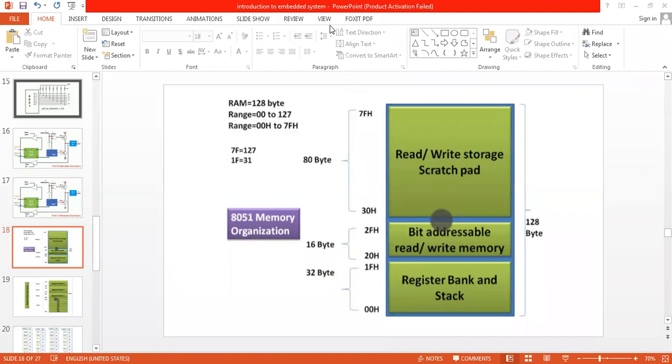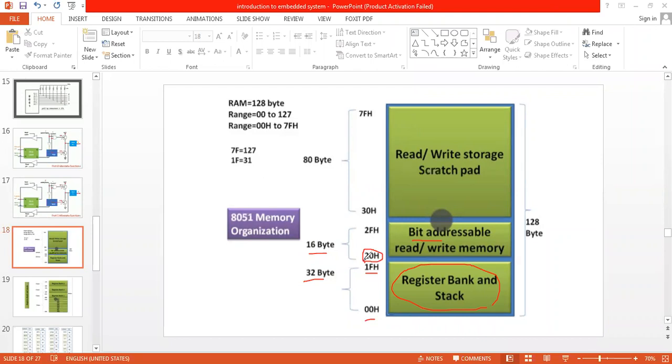So now here, see that 00H to 1FH. It means 32 bytes. 32 bytes are reserved for register bank and stack. Then 20H to 2FH, total 16 bytes. These are byte addressable as well as bit addressable. It means 20H has 8 bits and each bit can be accessed individually.